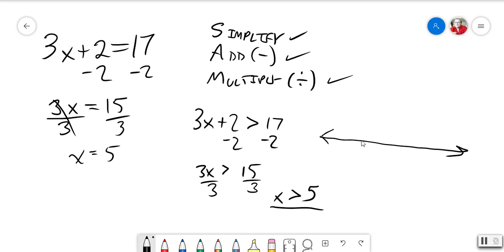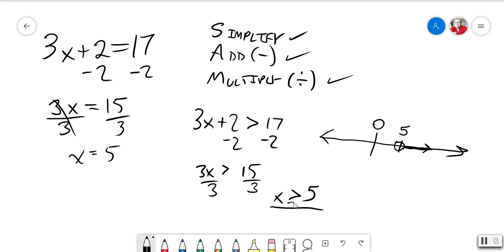Here's a graph. You've got 0. And you don't need to write all the numbers in. I'm going to put 5. It starts at 5. Since this is greater than, that means 5 itself is not included, so I put an open circle. The arrow points to the right, so that's the way I do it. And this is my answer in graphic form. It's as easy as that.